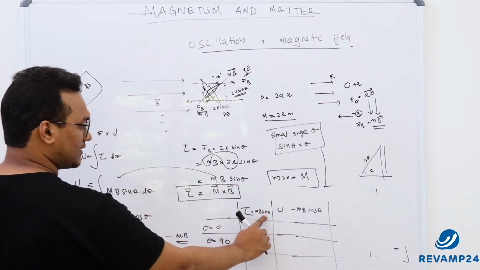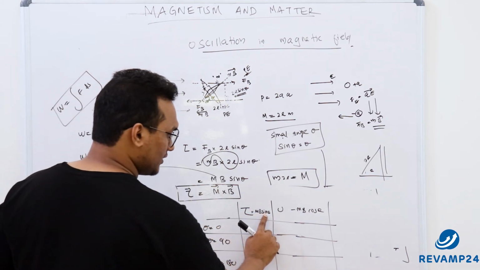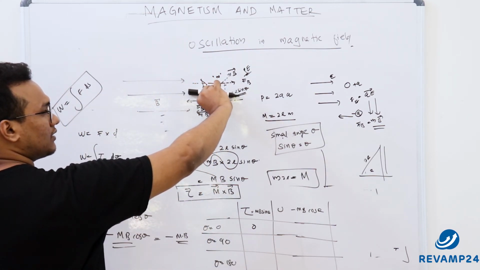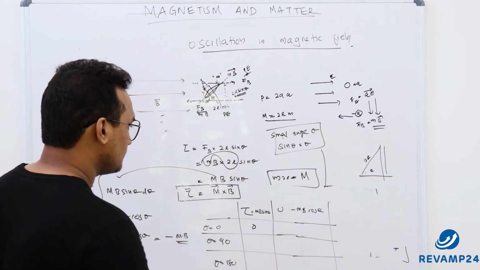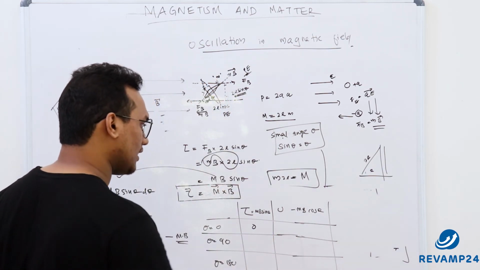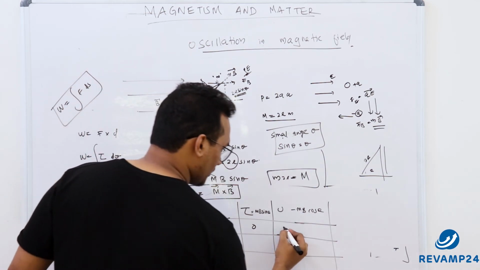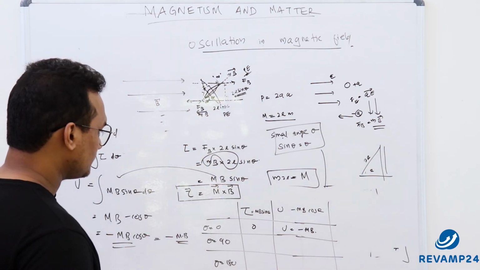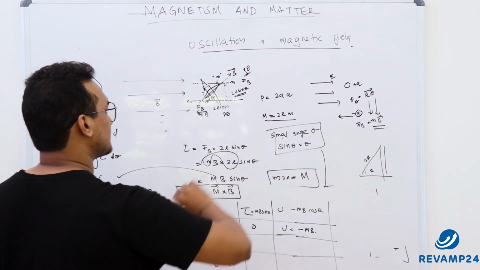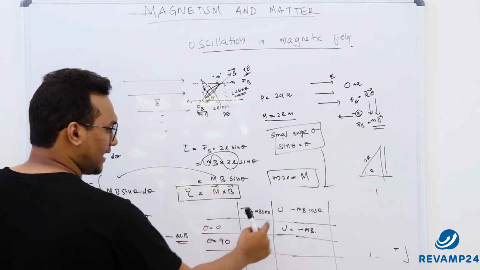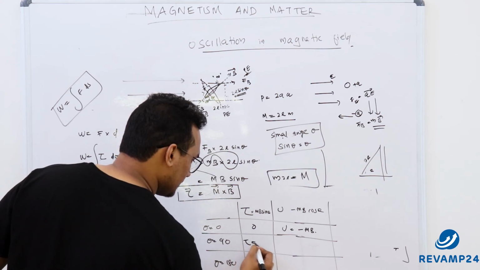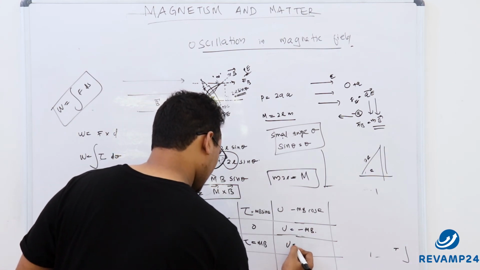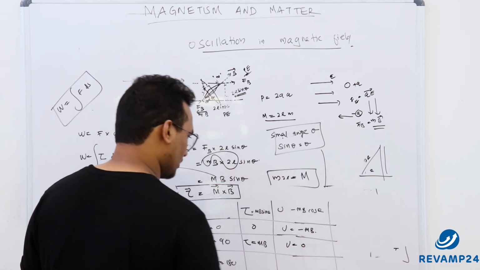So torque, when theta is equal to 0, sin 0 is 0, so this is 0. So when the magnet is parallel to the field, there is no torque. But is there potential energy? Yes. What is the value? Cos 0 is equal to 1, so potential energy is equal to minus mB. In the next case, when theta is equal to 90, sin 90 is 1, so torque is equal to mB. But what will happen to the potential energy? Cos 90 is equal to 0, so potential energy becomes 0.